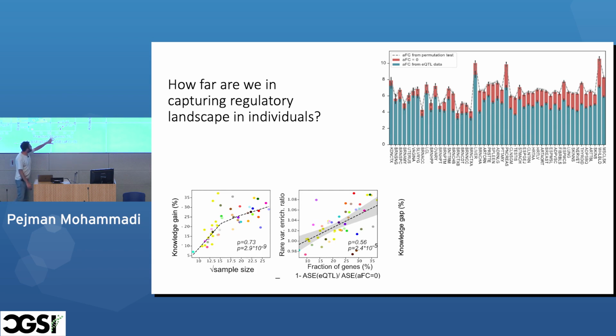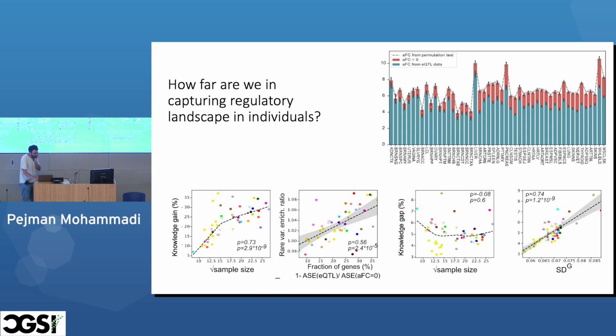And actually, if you look at the knowledge gain versus the enrichment you get for rare variants in genes that are still outliers after correcting for known eQTLs, you see that you get more and more enrichment for rare variants being close to those genes. So we are capturing the signal. So that's cool.